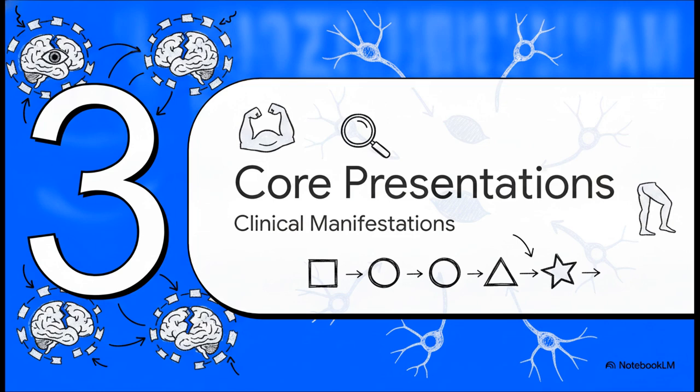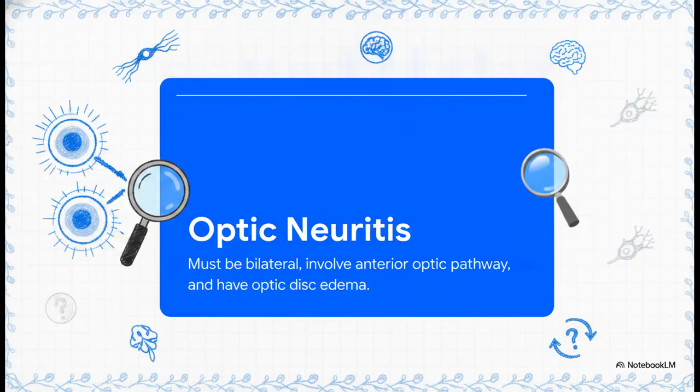Which brings us to Section 3, Core Presentations, Clinical Manifestations. Now, what's really interesting about this first presentation, optic neuritis, is the required specificity. We aren't talking about just any run-of-the-mill optic neuritis here. To actually raise suspicion for MOGAD, it must be simultaneously bilateral. It has to involve the anterior optic pathway. And, crucially, it must be associated with optic disc edema. This level of precision is absolutely key to separating MOGAD from other demyelinating diseases, like MS, for example, which historically were just kind of lumped together before we had these exact clinical distinctions.